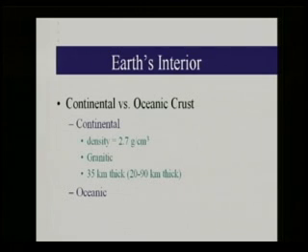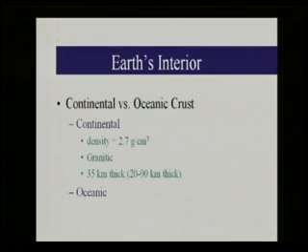And on average, the continental crust is 35 kilometers thick. So it's pretty darn thick. It can range anywhere from about 20 kilometers to about 90 kilometers. As you might imagine, Mount Everest and its roots are going to be a lot more crust than, let's say, right along the Atlantic seaboard. But on average, we're looking at about 35 kilometers in thickness.